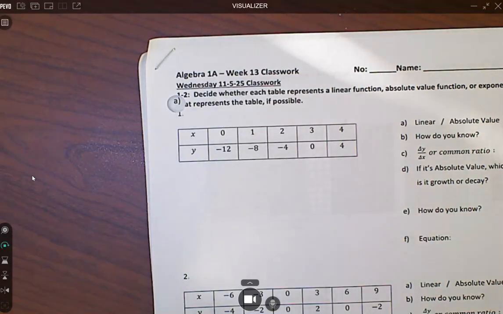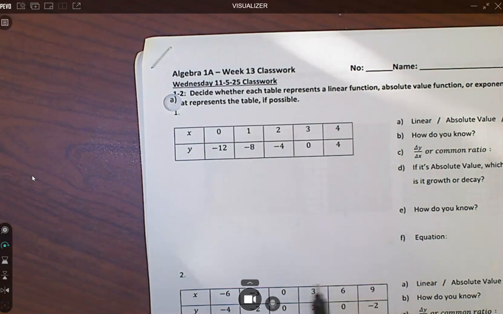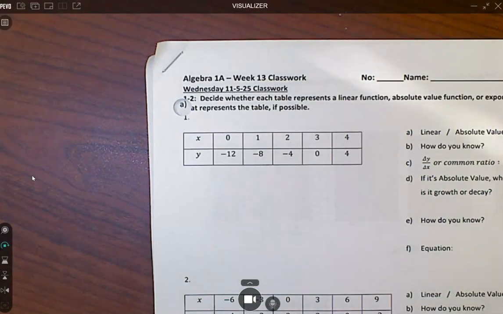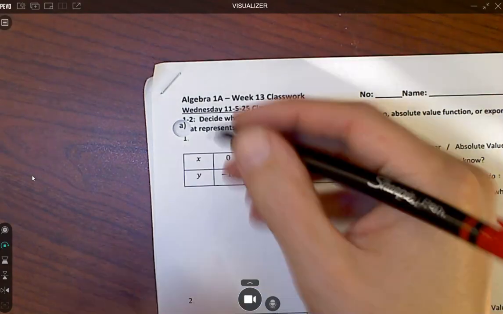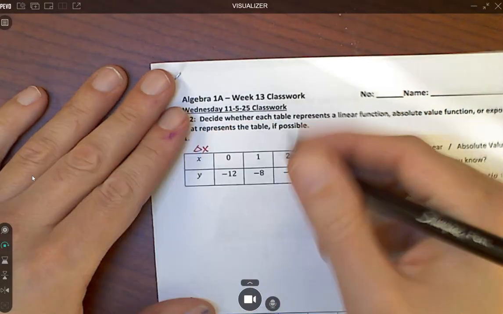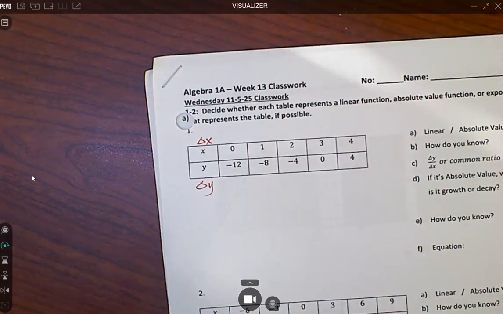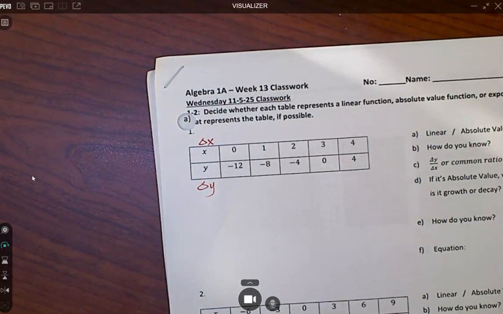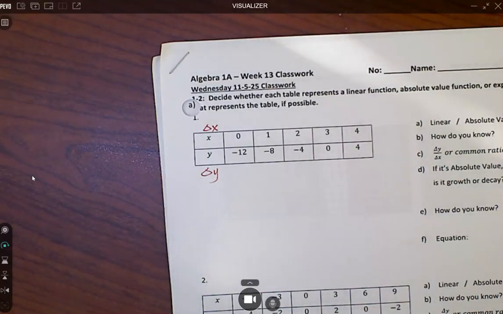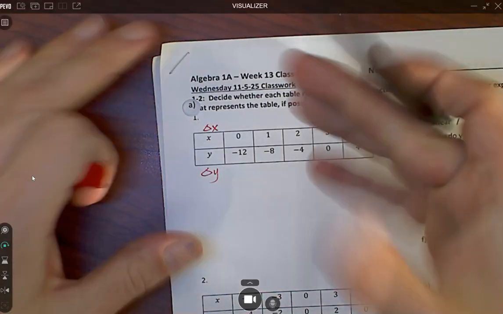Okay, decide whether it's linear, absolute, or exponential, or other. Oh, or exponential. Okay, how do you rule out linear? See if the change in y over x is the same. If you have the positive and negative version of the same number, that's absolute value. Alright, so let's see.